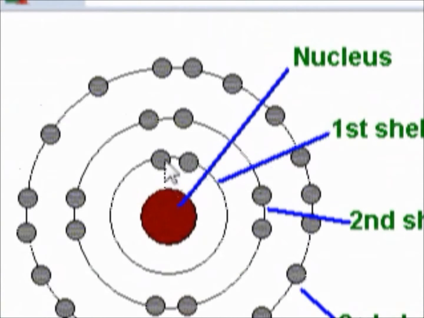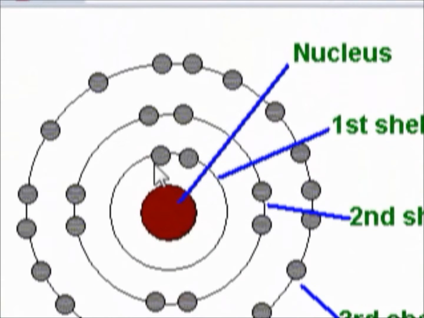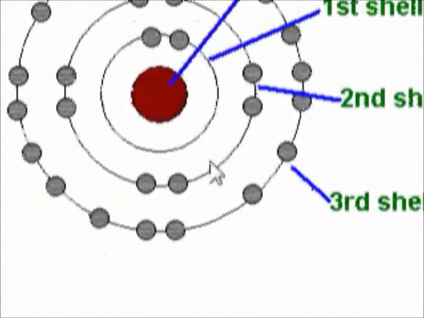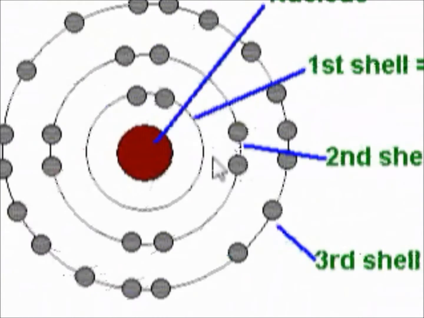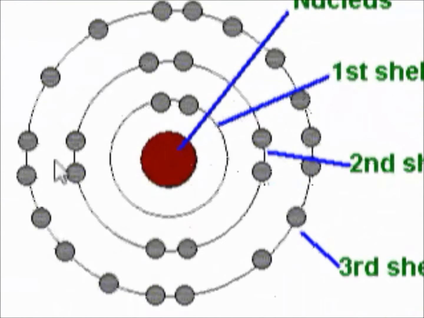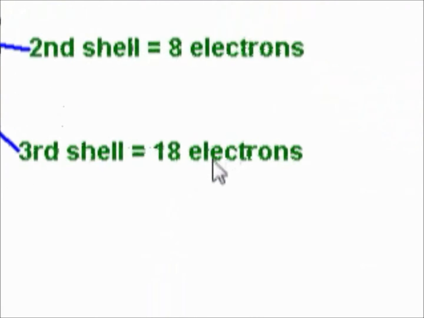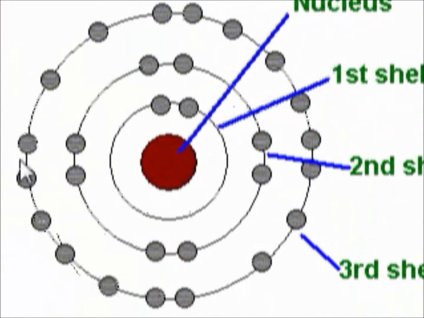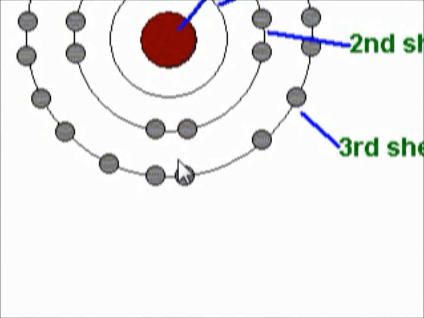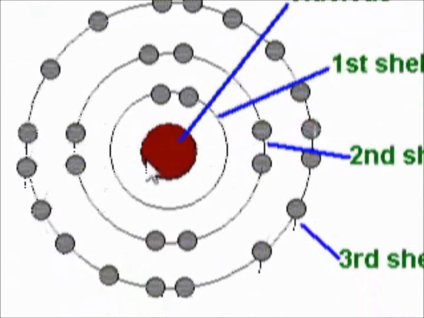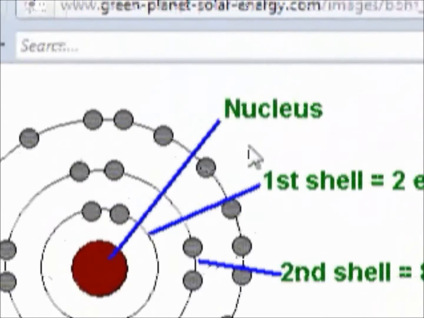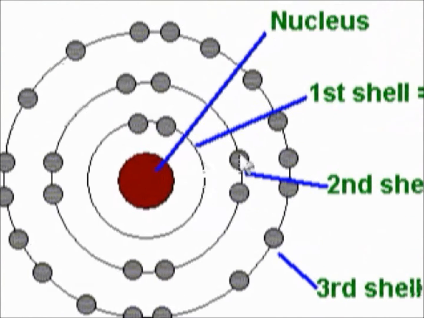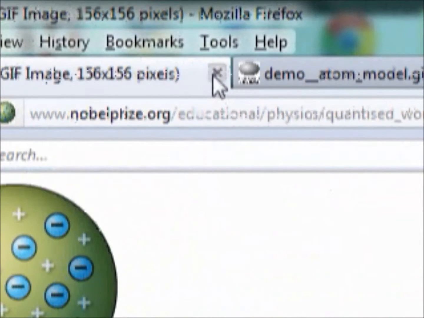But the first shell has 2 electrons, so here's the first shell. It's that little circle, and so 2 electrons, which are those. The electrons are gray in this picture. Second shell, 8 electrons, so 1, 2, 3, 4, 5, 6, 7, 8. And third shell, 18, 1, 2, 3, 4, 5, 6, 7, 8, 9, 10, 11, 12, 13, 14, 15, 16, 17, 18. So there's Bohr's model. So let's look at it again. Nucleus, electrons, and shells. So done with Bohr's model.